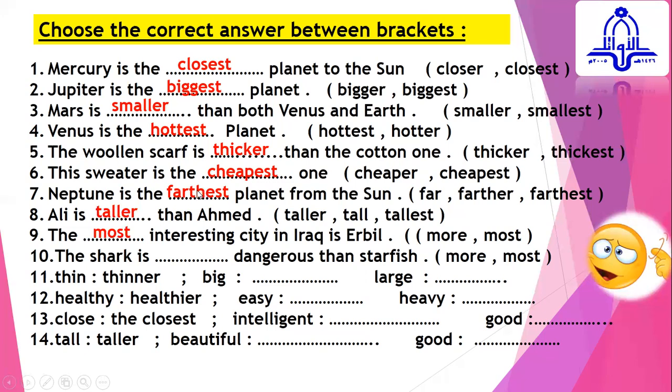يعني من نحل السؤال ننتبه إلى وجود the مع التفضيل than مع المقارنة. Number 10, the shark is dash dangerous than starfish. بما أنه أنا عندي مقارنة than, we will use more. The shark is more dangerous than starfish. الأسئلة الآتية هذه مهمة وزارية. We have 10 يجب اتباع المثال في نقطتين.